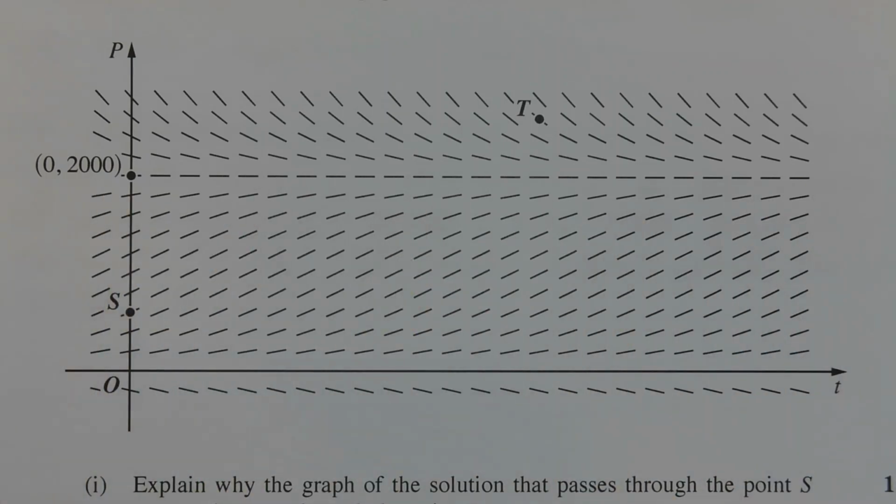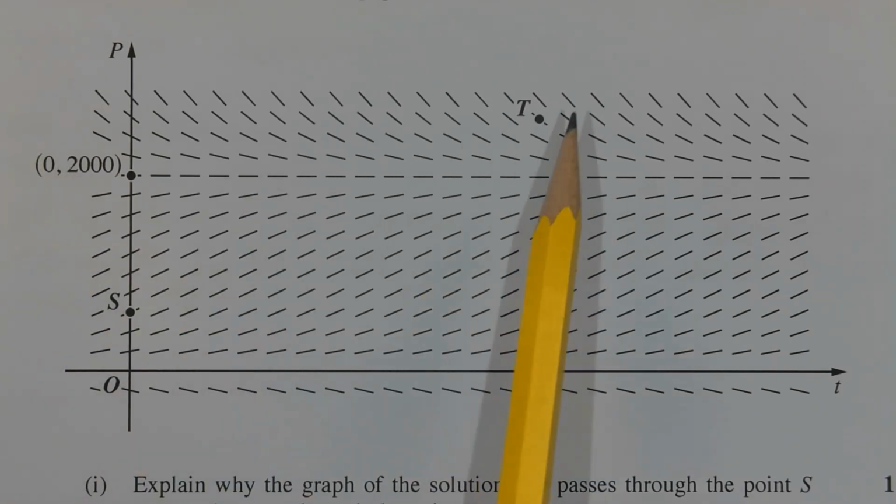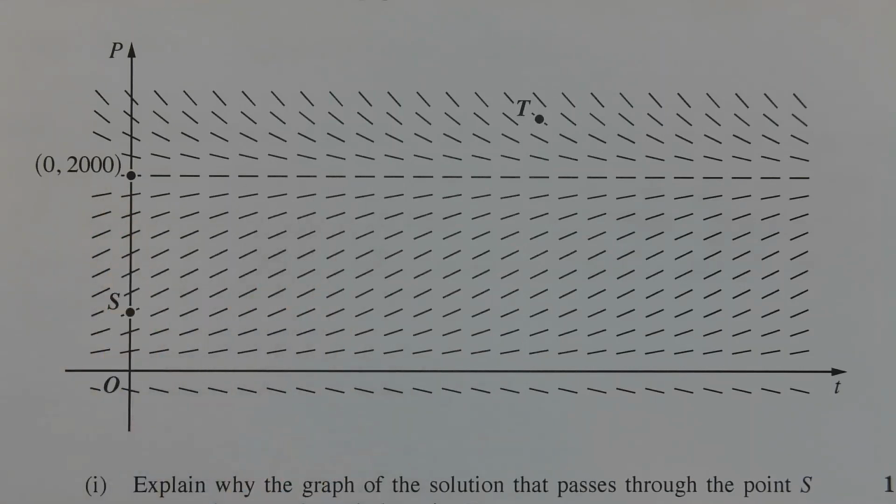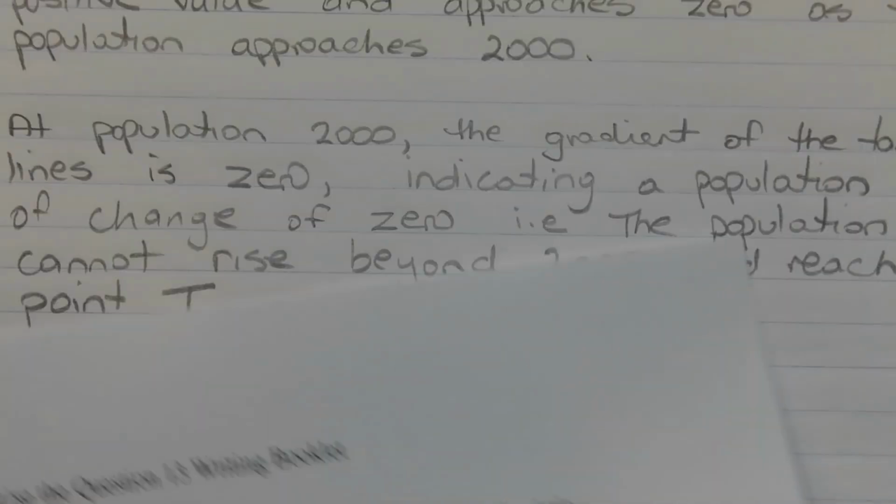In other words, the rate of change of the population with respect to time is 0, which means the population is not rising beyond 2000. Which means that we cannot reach point T. The maximum we could reach is 2000 over time. Let's have a look at the explanation.